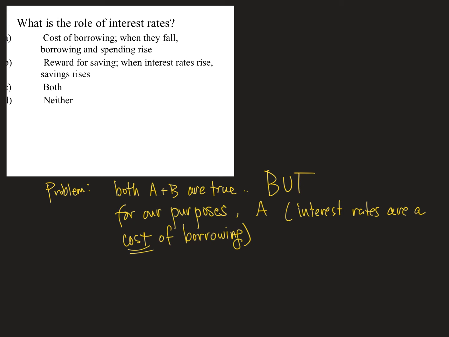All right, so here's the tricky thing. Both A and B are true. The cost of borrowing and a reward for saving. But for our purposes, for macroeconomics, we care so much more about A. So when you think about interest rates, be thinking about interest rates as a cost of borrowing. And so a policy might be that when spending has dropped in a recession, the policymakers might try to reduce interest rates to make borrowing and spending cheaper for people. That's monetary policy.